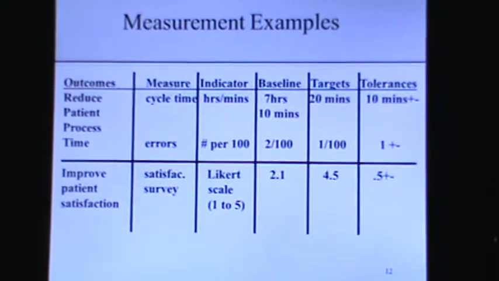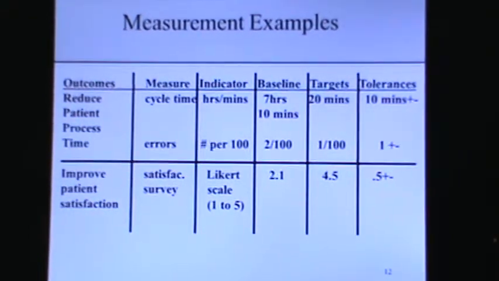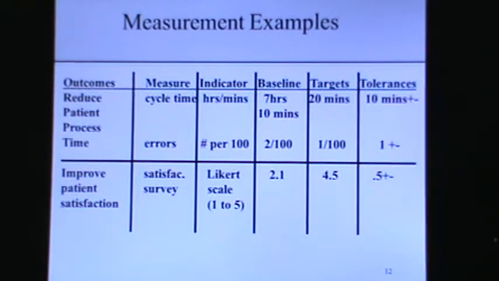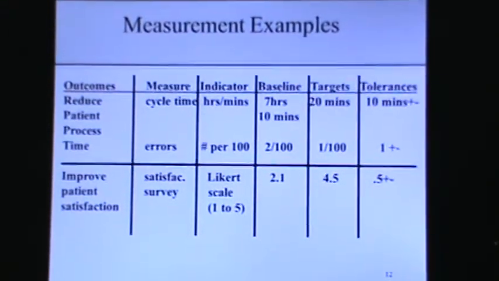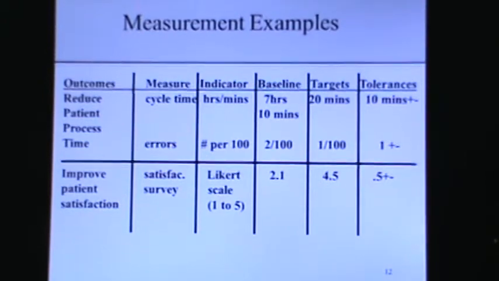Okay, just a quick and ugly chart for measurement examples. You can see here it says outcomes: reduced patient process time. And how do we measure that? We measure it in terms of cycle time and number of errors. Again, it's an example. And the indicators: hours and minutes of processing time, and the error rate is the number of errors per 100. So the baseline was 7 hours and 10 minutes to process a patient, and we had 2 errors per 100.